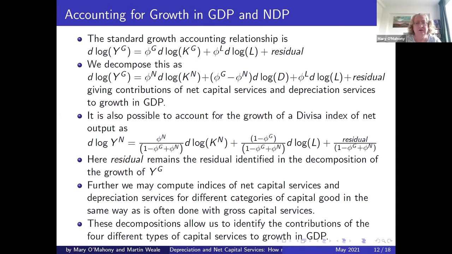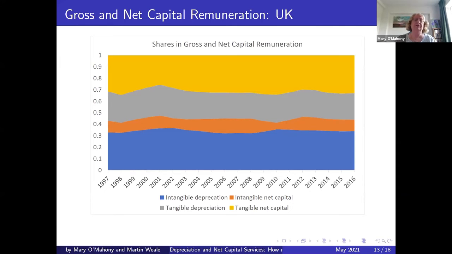In the interest of time, I'll just go on to talking about some of the figures here. So first of all, to look at the UK, what we've got here is the blue is intangible depreciation, the orange is intangible net capital, and the share of gross intangibles then is the sum of those two. As you can see from this figure, the depreciation part of the remuneration is very large relative to the intangible net capital. Now, this is also true for tangible, but less so. The depreciation term is also quite large, but it's smaller than the tangible net capital remuneration.